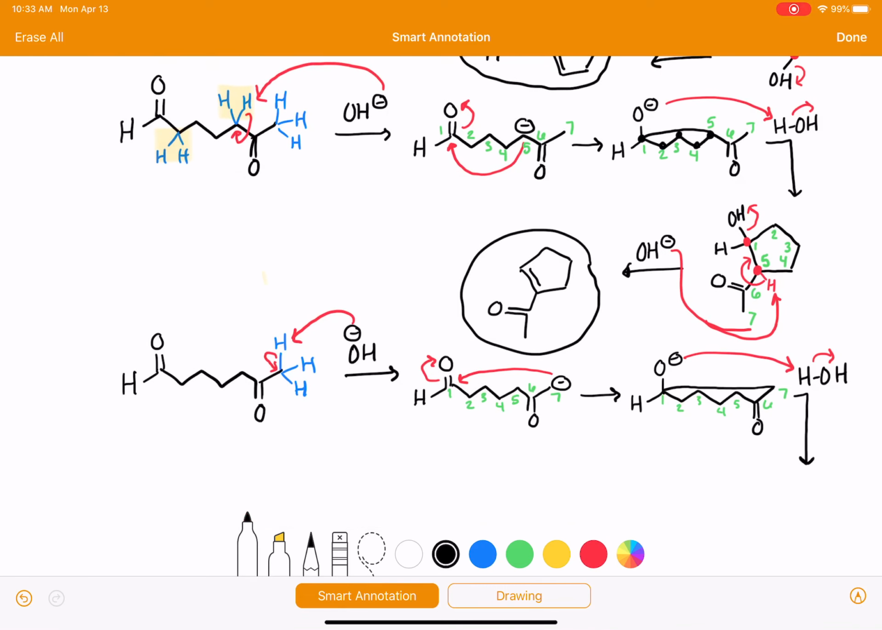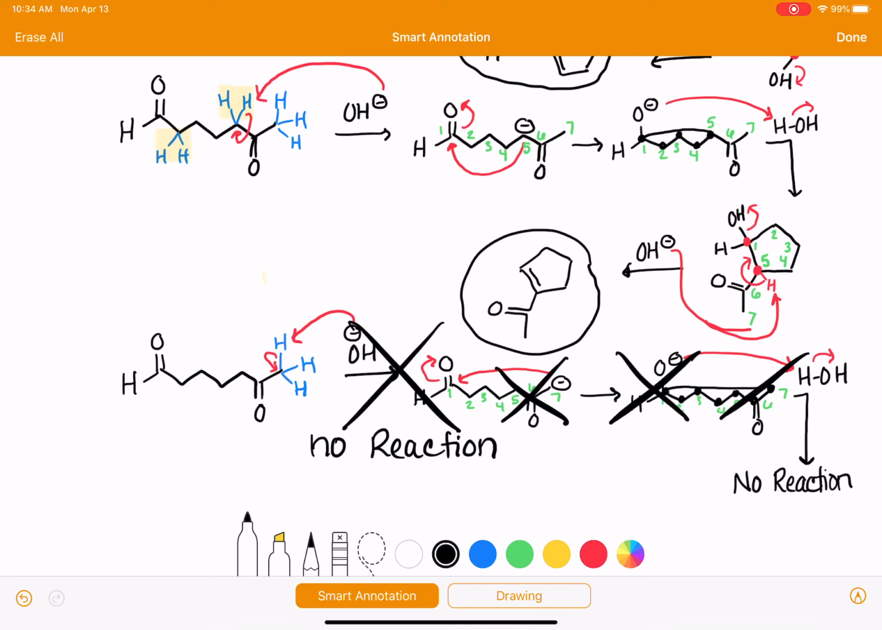And how many carbon atoms are in this ring? 1, 2, 3, 4, 5, 6, 7, which is not 5 or 6, which means that this reaction actually doesn't work. It will not happen. And we kind of have to get almost all the way to the end of the mechanism before we figure that out. It's not going to get to this part and stop. It's actually going to stop like right here. No reaction. All of this stuff that we draw is not going to happen. No reaction.